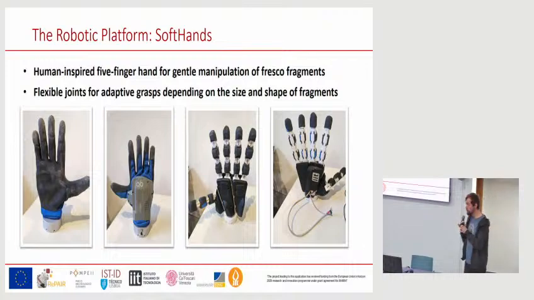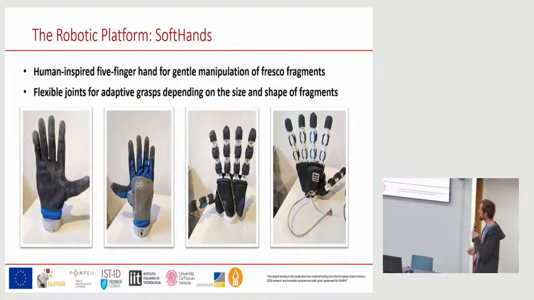So we actually choose to have 2 separate hands. The first hand is a small hand which we call the QB hand, because it's from the company QB, and it has 5 fingers. They are quite flexible. They are just steered by one motor, so that there's also no possibility of crushing the fresco, for example. They will adapt to the shape and will always firmly but gently grasp the fresco.